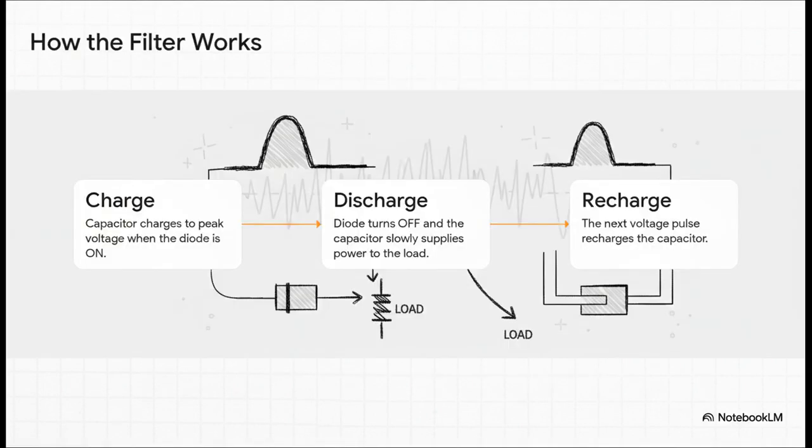Okay, so here's the play-by-play. When that first positive pulse comes flying through the diode, the capacitor instantly charges all the way up. Then, as that pulse dies down and the diode shuts off, the capacitor starts to slowly release its stored energy to the load. It fills in that empty gap where the negative wave used to be. And just before it runs out of juice, bam, the next positive pulse comes along and recharges it right back to the top. This charge, discharge, charge, discharge cycle happens over and over, and it dramatically smooths out those bumps.